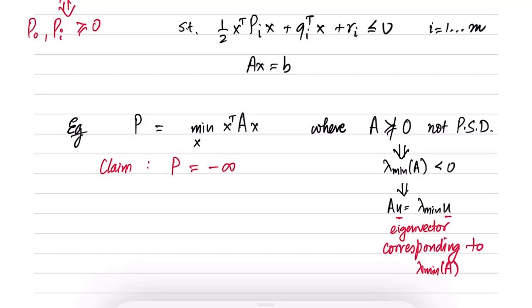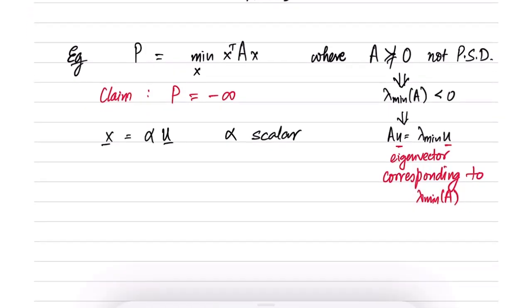So let's see what happens if we take an x value which is proportional to u, x equal to alpha times u. Here x and u are vectors and alpha is a scalar. So let's substitute x equal to alpha times u. In general, it is not necessary that x will be of this form. It is not necessary that x will be alpha times the eigenvector u, which corresponds to the minimum eigenvalue of A. So how can you relate the minimum over x of x transpose Ax?